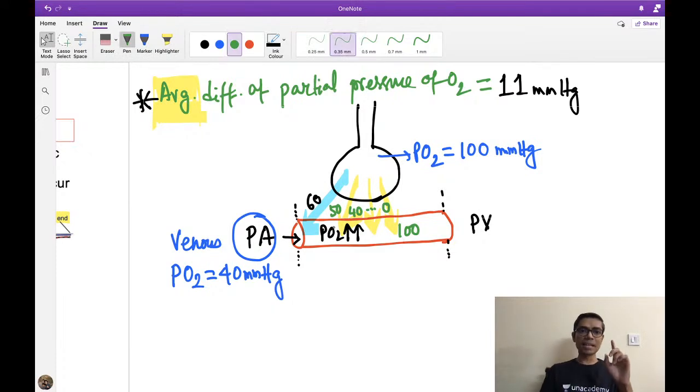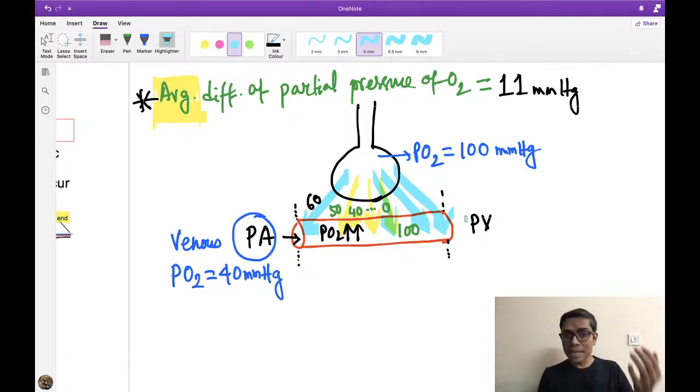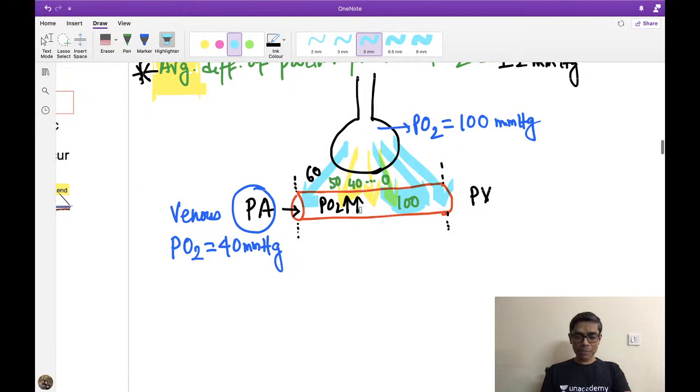That means I can understand that the diffusion of oxygen from this alveoli to the capillary is not going to continue throughout this capillary. Why? Because one point will be reached where the partial pressure of oxygen in the capillary is the same as the partial pressure at the level of alveoli, and when this is happening, there will be no diffusion. Getting my point? Now I am asking, I will come to this point again.